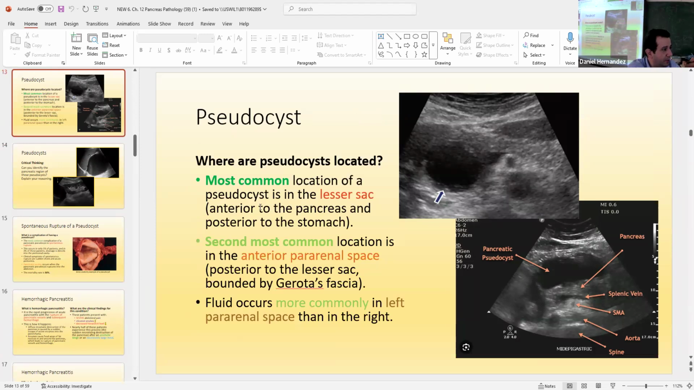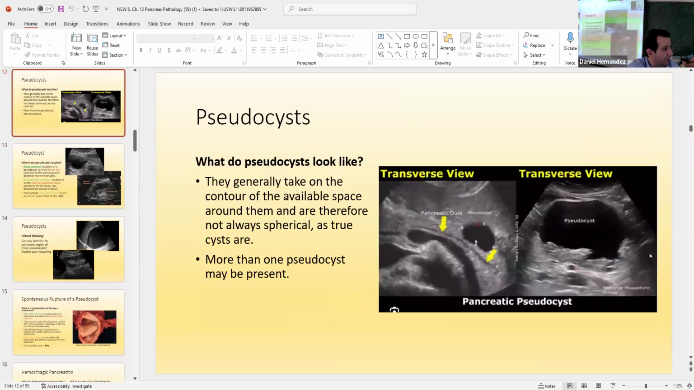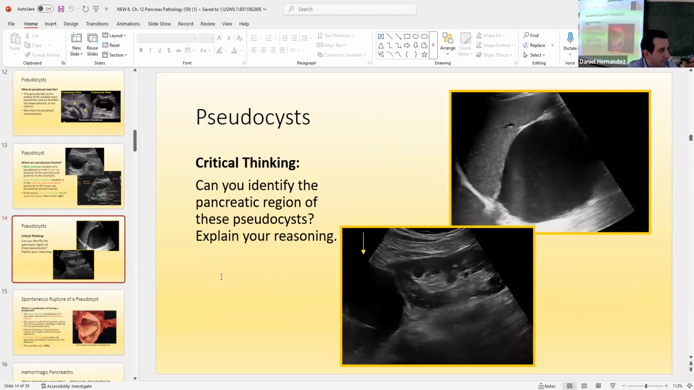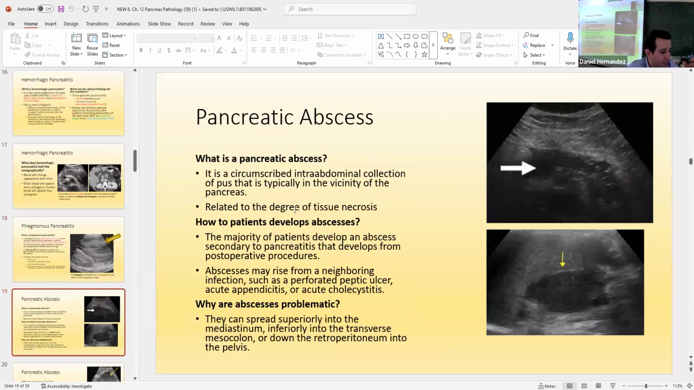Again, familiarize yourselves with the most commons. Where's the most common location for a pseudocyst? In the lesser sac. And again, the most common neoplasm is adenocarcinoma.